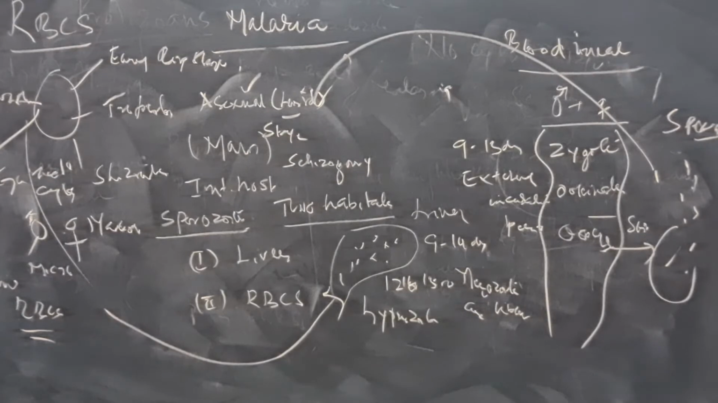So this is the life cycle of the malarial parasite, and relapse is very common in the case of Plasmodium ovale and vivax. There is no relapse in the case of falciparum. But falciparum is very dangerous because schizogony takes place in the brain, giving rise to cerebral malaria, and in the renal vessels, giving rise to blackwater fever.